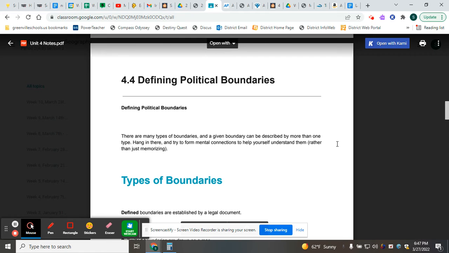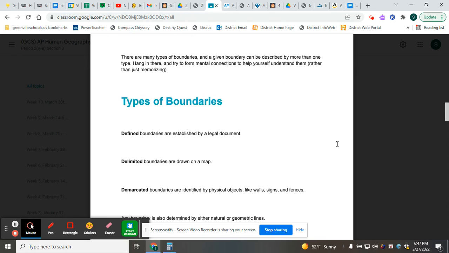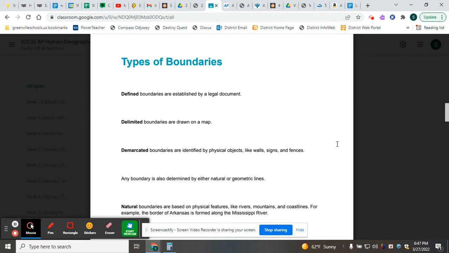All right, 4.4 looks at defining political boundaries. There are many types of boundaries, and a given boundary can be described by more than one type. Again, hang in there and try to form mental connections to help yourself understand them rather than just memorizing them. So here are the types of boundaries.